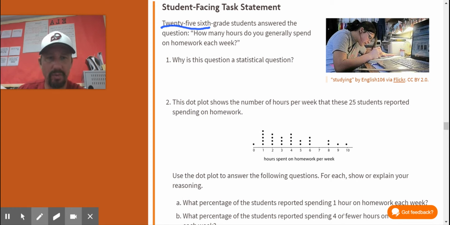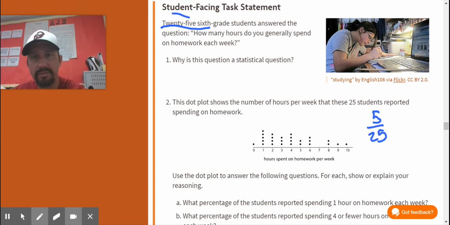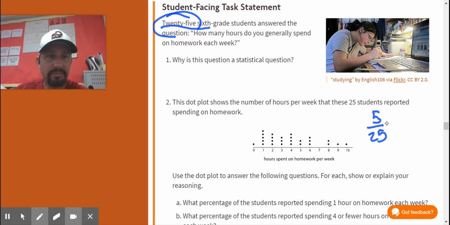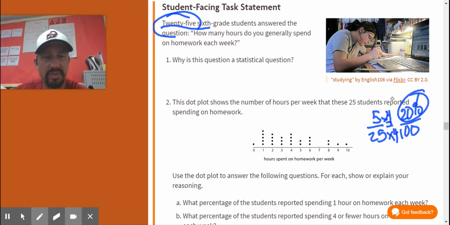So you just go to your 1 right here, and you get 1, 2, 3, 4, 5. Doesn't mean it was 5%. No, it is 5 of the 25 people total. Percent, you need to have a denominator of 100. So 25 times 4 is 100. So 5 times 4 is 20. 20 100ths is the same as 20%. Simple as that.